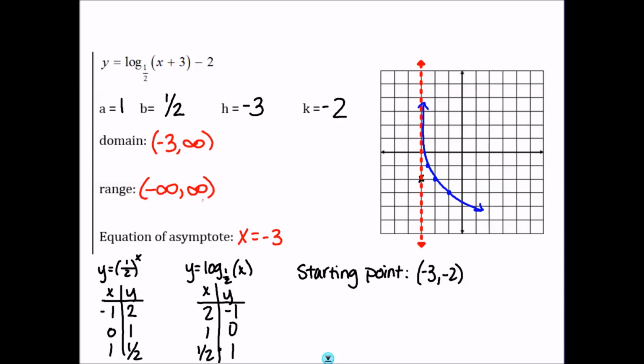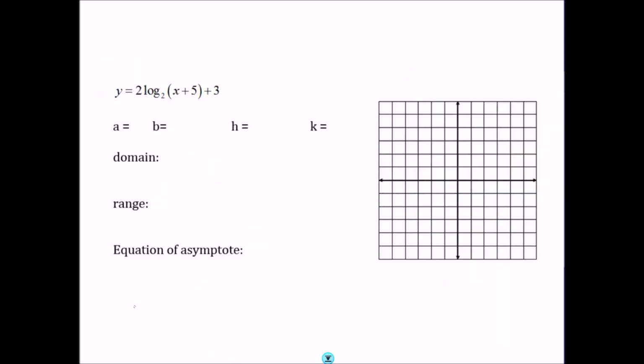One more example. We have 2 times log base 2 of x plus 5, plus 3. So a is 2, b is 2, h is -5, and k is 3. Again, we're going to find the t-chart for the related exponential function, which would be y equals 2 to the x.